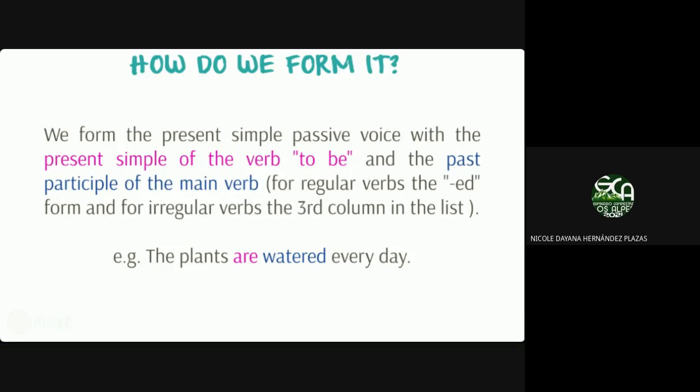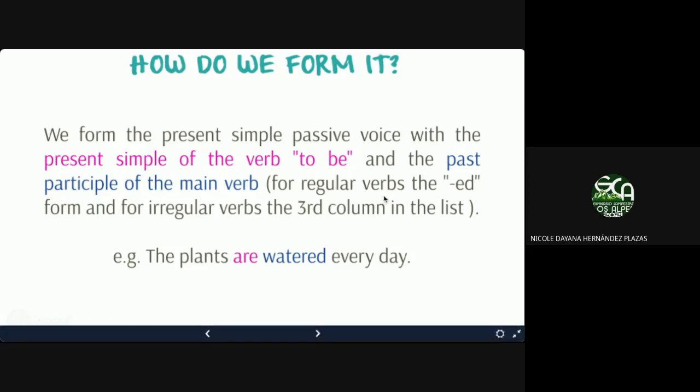So, remember this, babies. We have regular and irregular verbs in English. With regular verbs, we just have to add ed. For irregular verbs, it is the third column in the list. La tercera columna de la lista que tienen en el libro. That one.